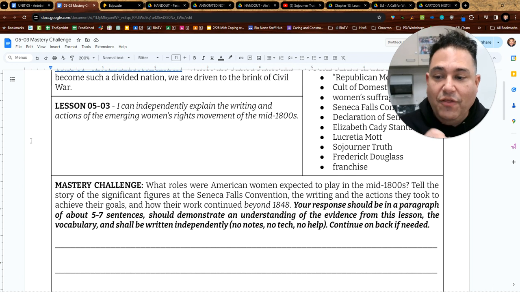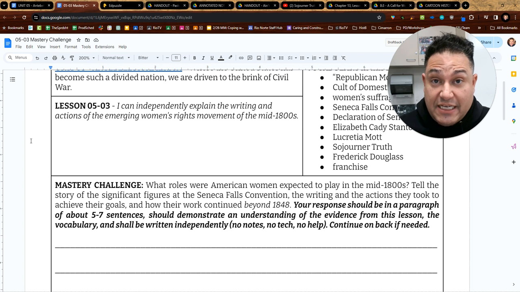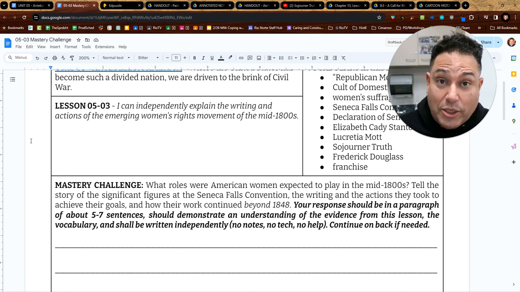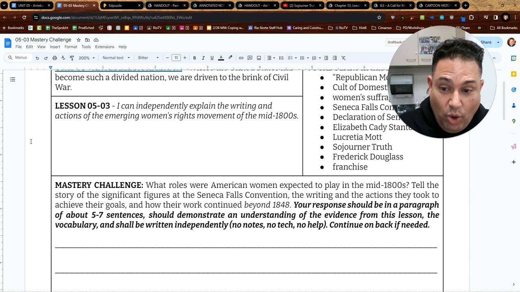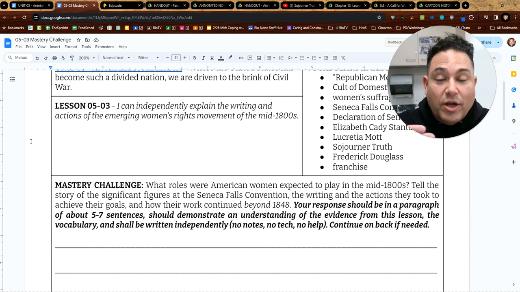The next part, tell the story of the significant figures at the Seneca Falls Convention. The significant figures, those are the important people that were at the Seneca Falls Convention. This was the Women's Rights Convention in upstate New York in 1848. The writing and the actions they took to achieve their goals, and how their work continued beyond 1848.